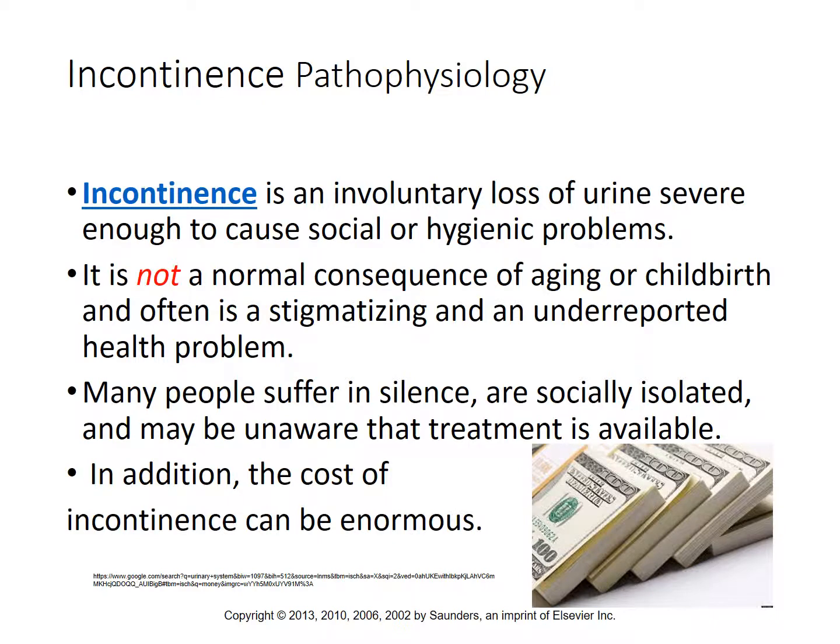Incontinence is an involuntary loss of urine severe enough to cause social or hygienic problems. It is not a normal consequence of aging or childbirth and often is a stigmatizing and underreported health problem. Many people suffer in silence, are socially isolated, and may be unaware that treatment is available. In addition, the cost of incontinence can be enormous.